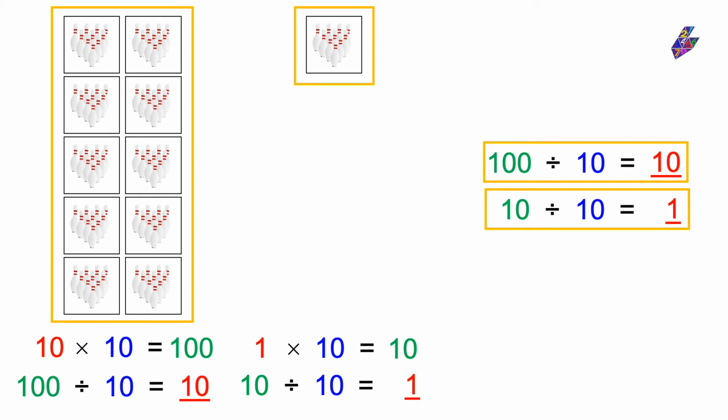So if we think about what that looks like as one equation rather than two, we had 110 bowling pins altogether. We divided them into groups of 10 because we needed 10 pins in each lane, and this created 11 groups of 10, which means that we would be able to set up 11 lanes. 110 divided by 10 equals 11.